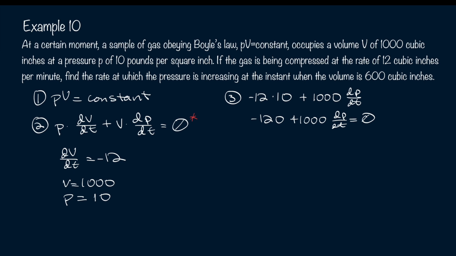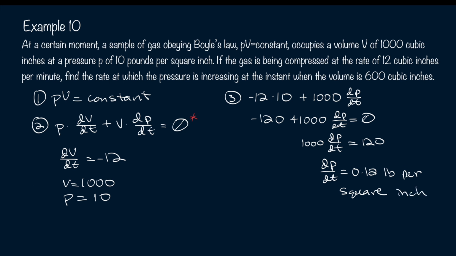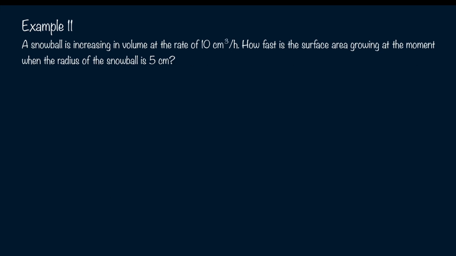And then we can just simplify this. So 1,000 dP/dt equals 120. Now we're going to divide by 1,000 on both sides, and we get dP/dt is equal to 0.12 pounds per square inch per minute.